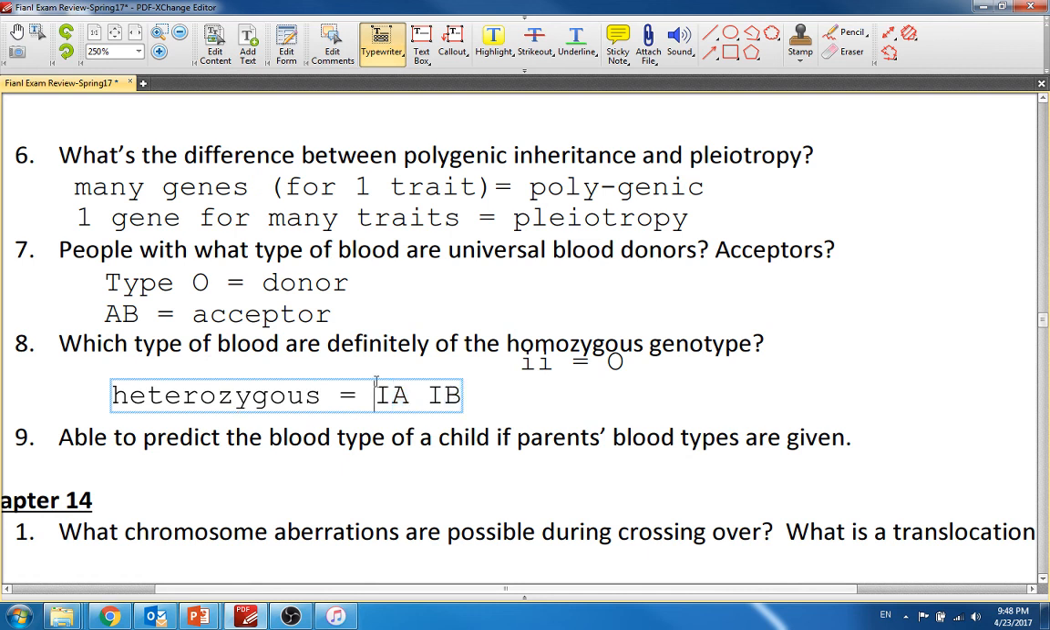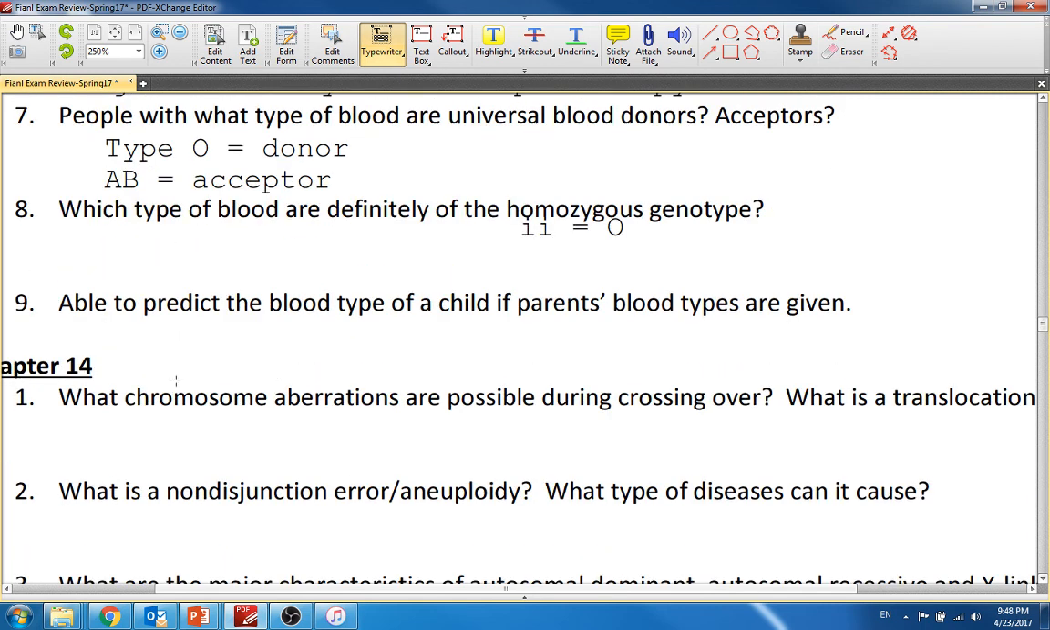Number 9, you should be able to predict the blood type of a child if a parent's blood types are given. So again, this is a Punnett square problem. Refer to that slide in chapter 13.